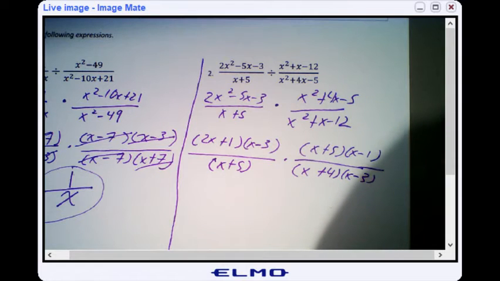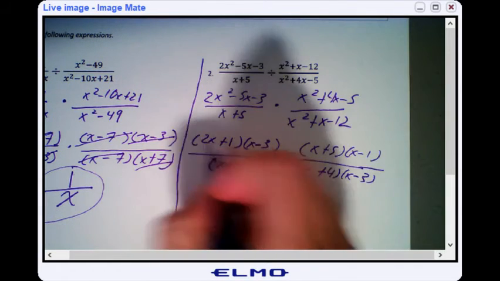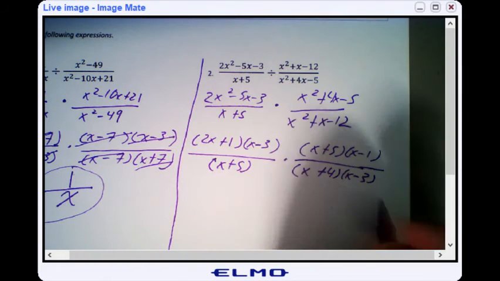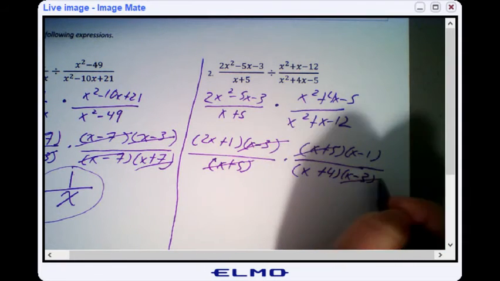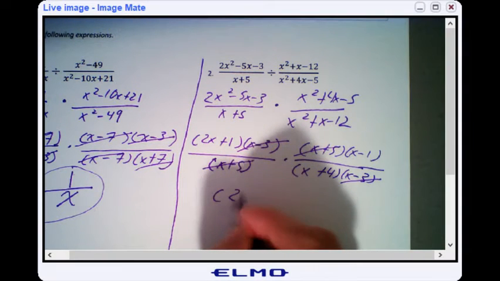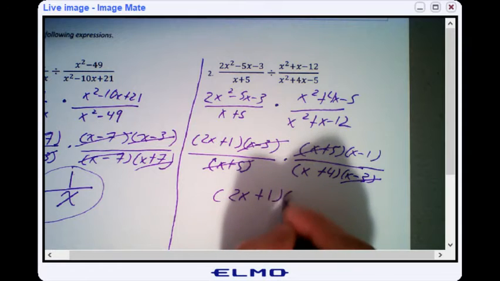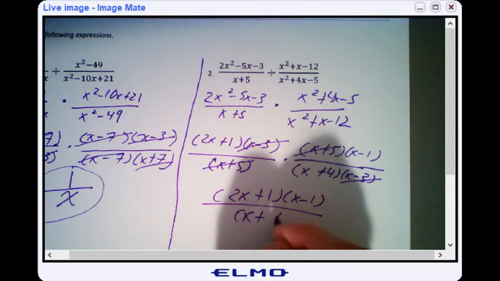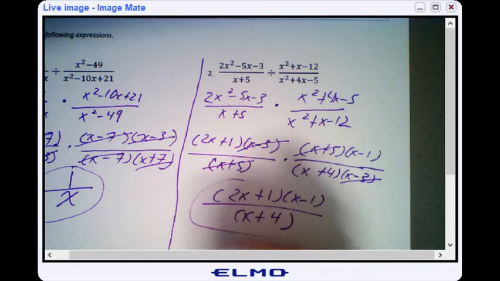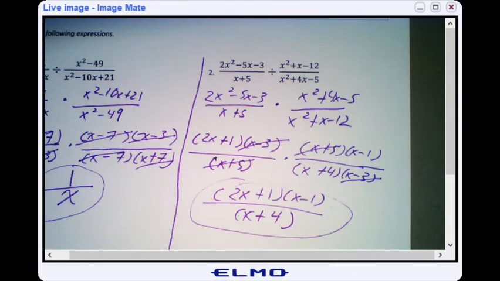I'm going to simplify. So anything in the numerator can simplify with anything in the denominator. X plus 5 matches. X minus 3 matches. And then I write down what's left. 2x plus 1, x minus 1 over x plus 4. Again, leave it in factored form. That's going to be more useful later on.